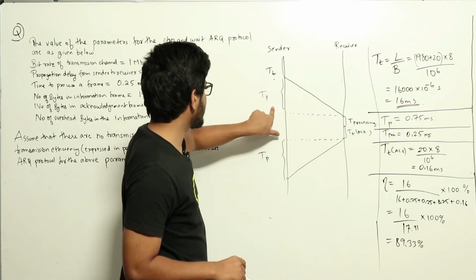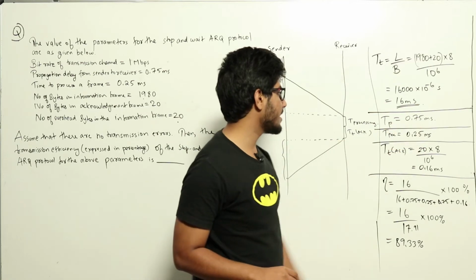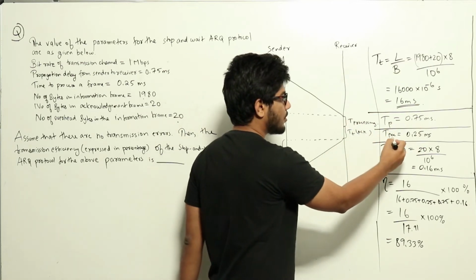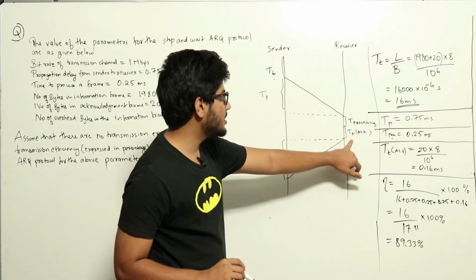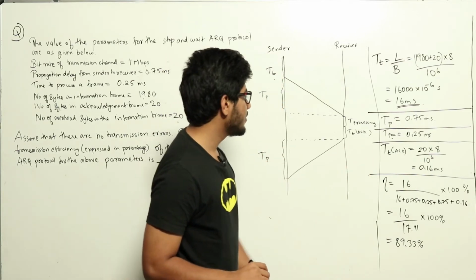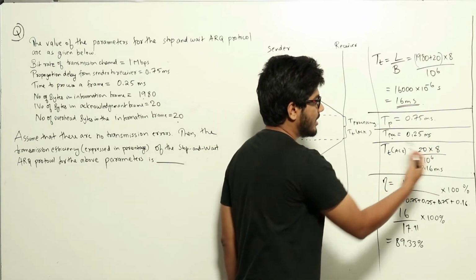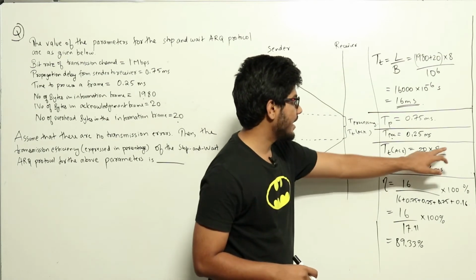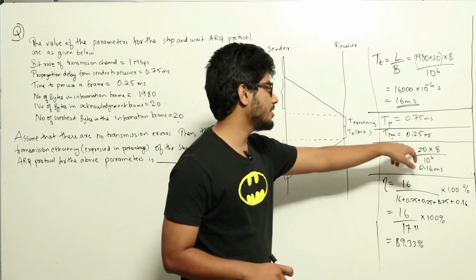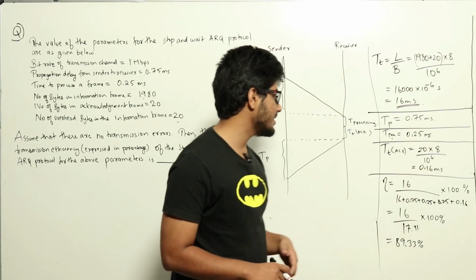Now we'll look at propagation delay. T propagation delay was given in the question, it was 0.75 milliseconds. The processing delay, T processing, is given here, it is 0.25 milliseconds. Now we look at transmission delay for the acknowledgement frame, which is T transmission for ARQ, that is 20 into 8 by 10 raised to 6. 20 bytes is the length of the ARQ frame and we multiply by 8 in order to convert it to bits, divided by 10 raised to 6 bits per second, that is 0.16 milliseconds.